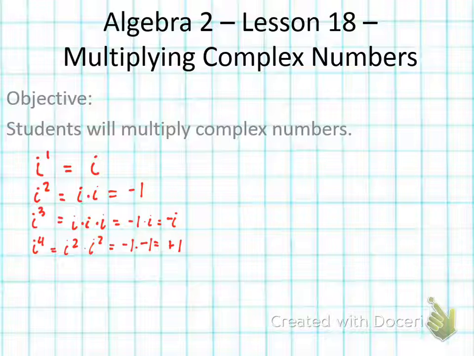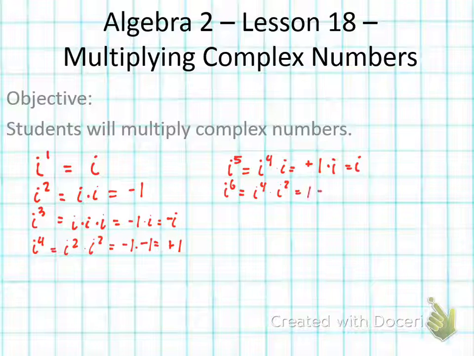Okay, what happens if I have i to the fifth? Look up here. i to the fifth is like saying i to the fourth times i, right? Would you all agree with me? i to the fourth is positive 1. What's positive 1 times i? i, right? What about i to the sixth? Isn't i to the sixth like saying i to the fourth times i squared? Isn't i to the fourth equal to 1? i squared is equal to negative 1. What's 1 times negative 1? Negative 1. Do you see how it's repeating itself?